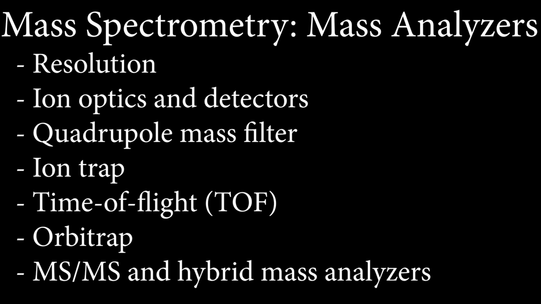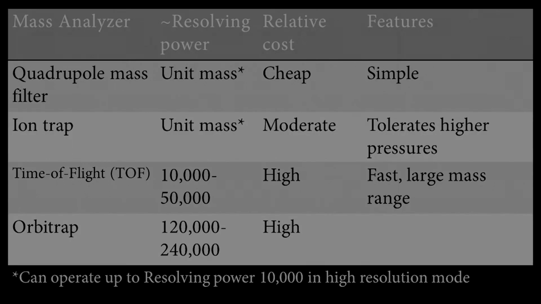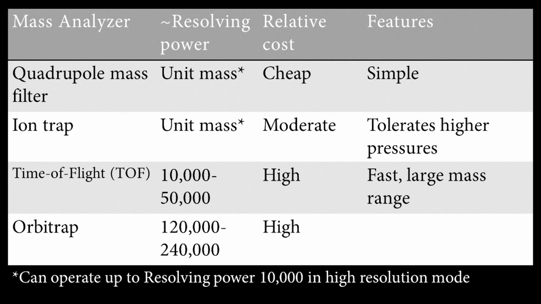and then we're going to finish up with a discussion of what's called MSMS, and the mass analyzers that are capable of doing MSMS fragmentation. It turns out this is too much for one video, so we're going to break this into two parts. And in this video, we're going to talk about resolution, ion optics and detectors, the quadrupole mass filter, and the ion trap.